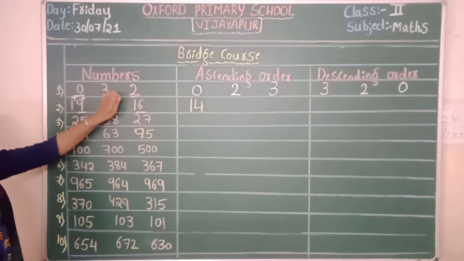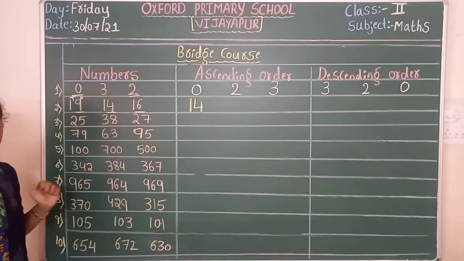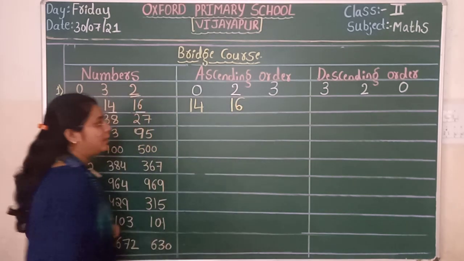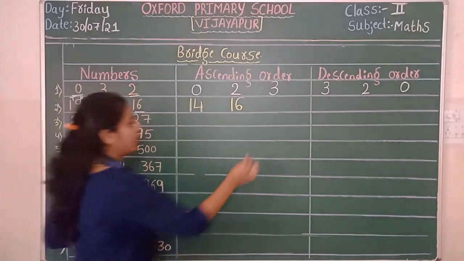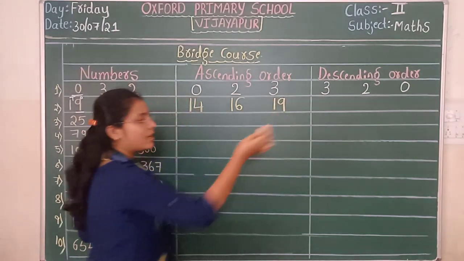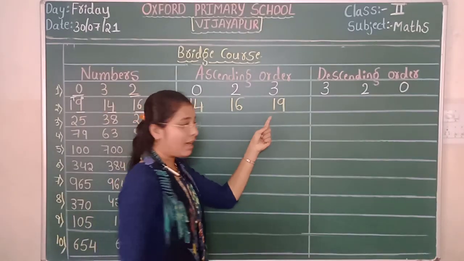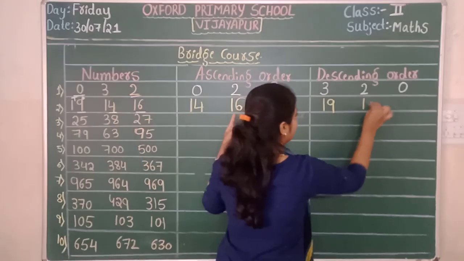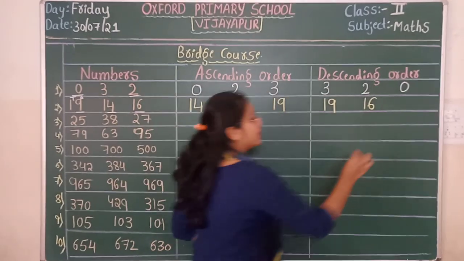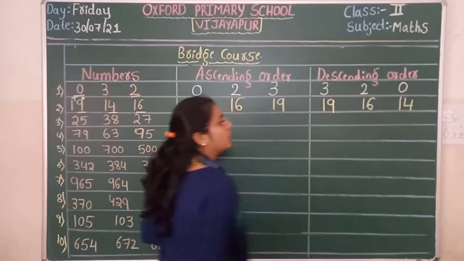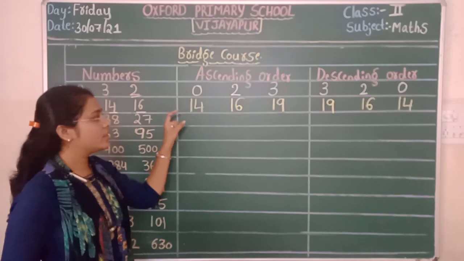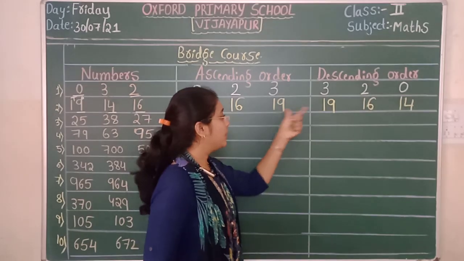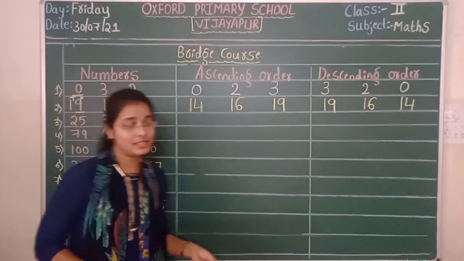We will leave this one. Next, 6 and 9. Which is the smallest one? Number 16. And the last is 19. So write 19 here. Descending means opposite to this one. We will write this last number as the first here. 19 as the biggest. Next we will write 16. And the last we will write 14. Okay? It's too easy. First we will arrange from smallest to biggest. Now opposite to this we will write bigger as first and smallest as last.